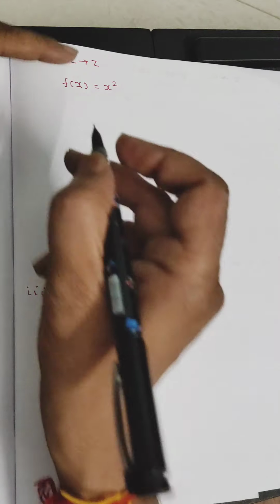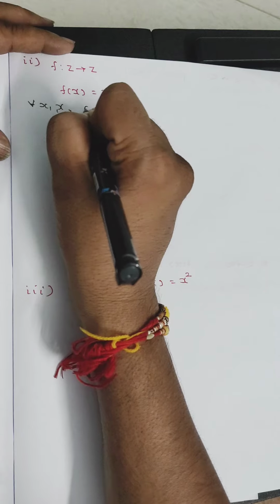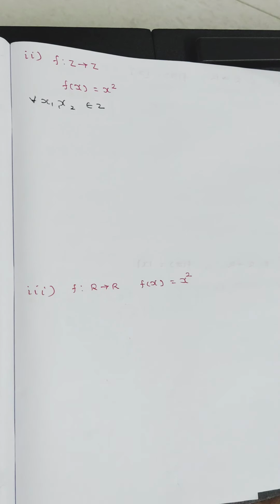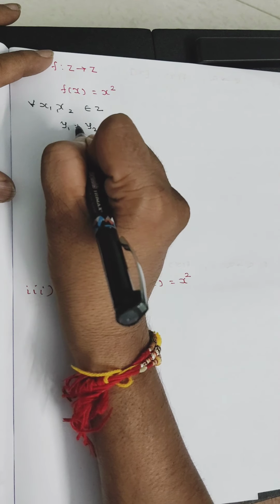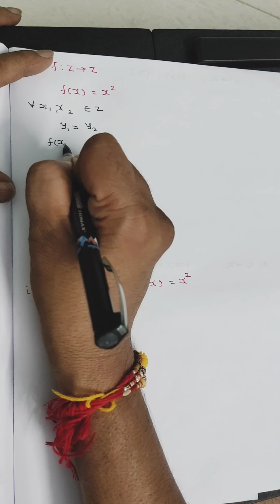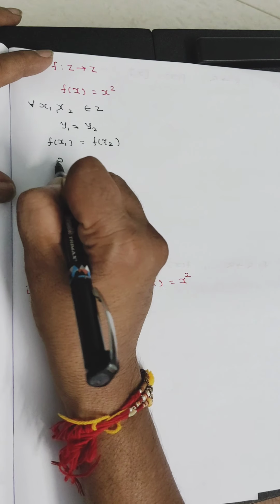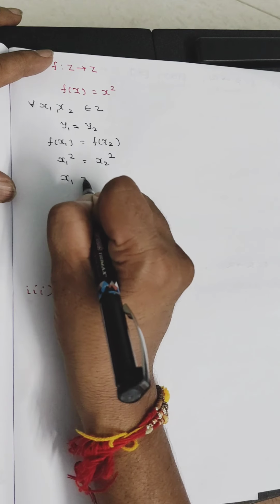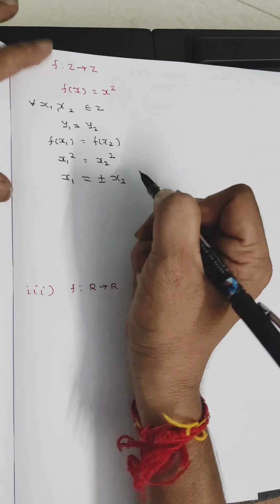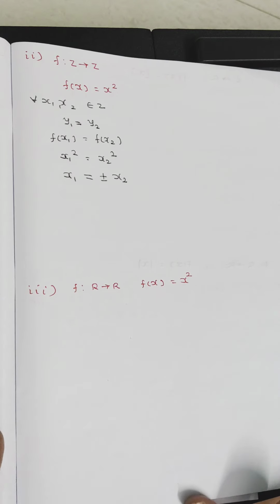Here I can write like that: for every x1 and x2 belonging to Z, means I have to take from the domain. Suppose I am taking y1 is equal to y2, it means f(x1) is equal to f(x2). So that is x1 square is equal to x2 square. Now here x1 is equal to plus or minus x2, because a root can be positive or negative. In the previous example it was N to N, so only positive numbers are selected.